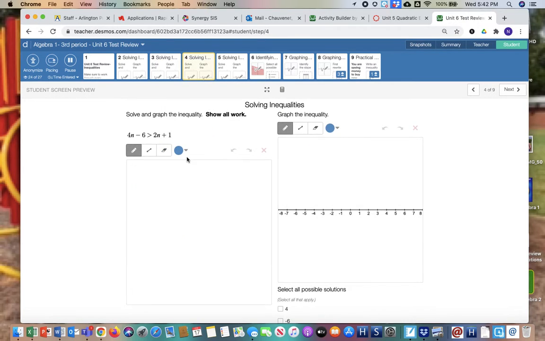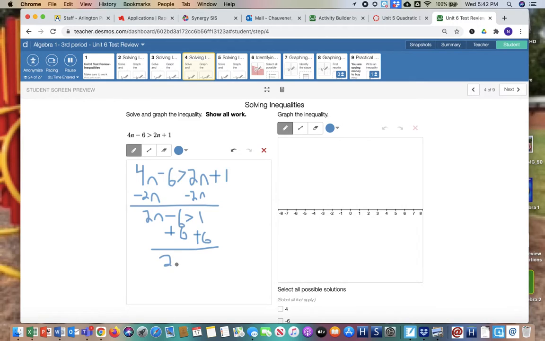Okay. Number 4. So now we still need to solve here. There's only one variable. I always suggest getting the variable on the left-hand side. It's the way that students are used to seeing it. So I would subtract 2n to start here, -2n on both sides. Then 4n minus 2n is 2n, minus 6 greater than 1. I need to cancel that -6, so I'm going to do +6 to both sides. When I do that, I get 2n greater than 7.